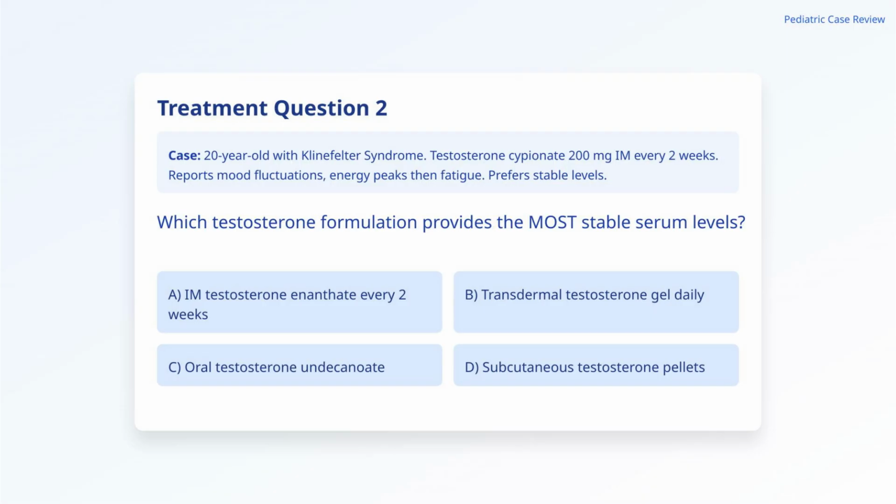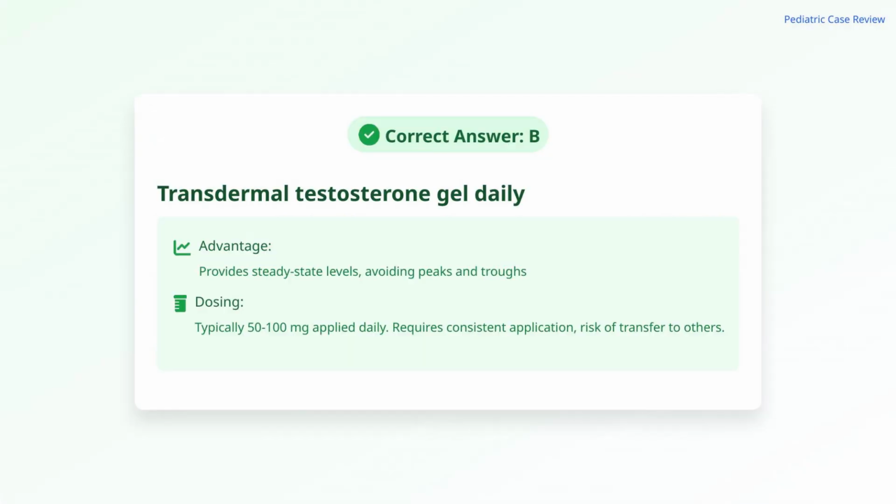Option A: intramuscular testosterone enanthate every 2 weeks. Option B: transdermal testosterone gel daily. Option C: oral testosterone undecanoate. Option D: subcutaneous testosterone pellets. The correct answer is B: transdermal testosterone gel daily.